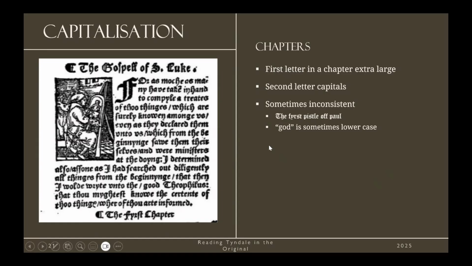But these days, god with a lower g is referred to when we mean like a pagan deity like Woden or Zeus. That's a god, isn't it? As opposed to God with a capital G. And so it's not always done, because Paul sometimes has a capital P and sometimes a lowercase p. You know from context. But these days you would tidy that up. But you can see in this example here, Theophilus has got a T there because it's the beginning of Luke.